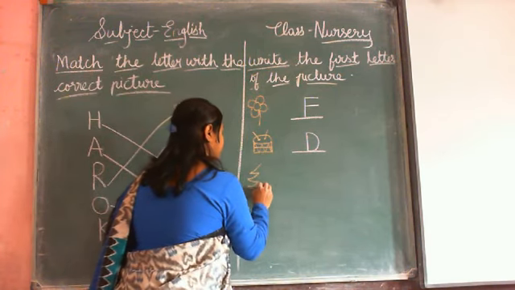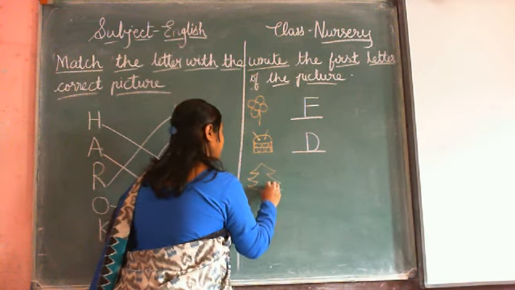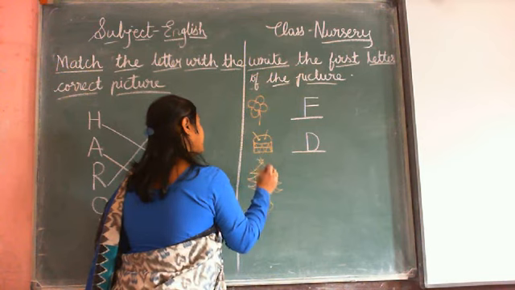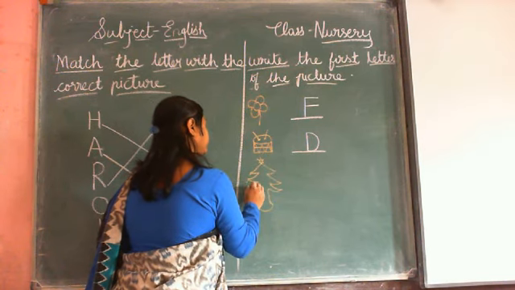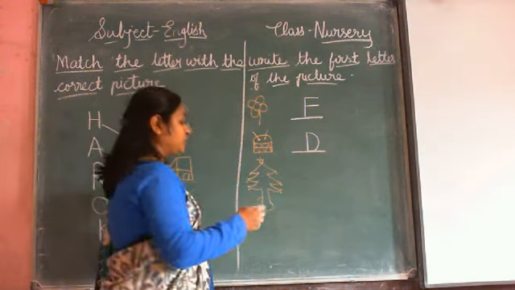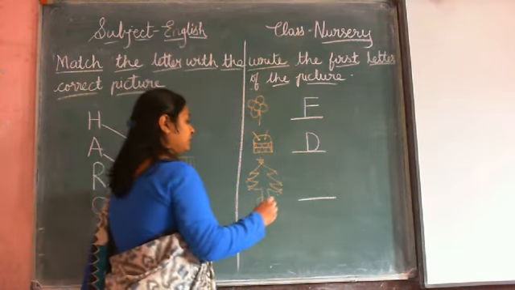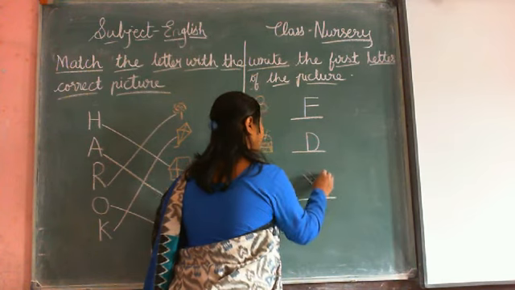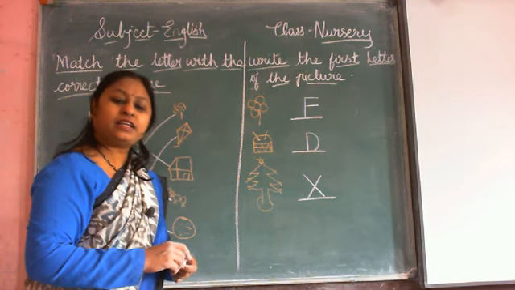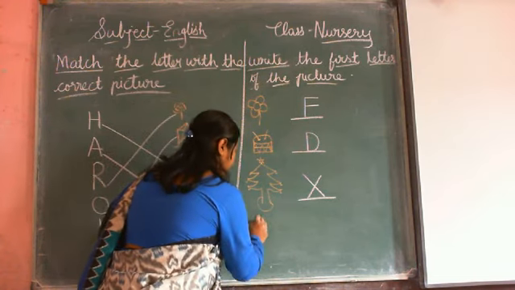Now, look at the next picture. I hope you have remembered this picture. Which picture is this? This is a picture of Xmas tree. So, what you will write here? X for Xmas tree. Good. Very good. Now I am drawing the next picture.